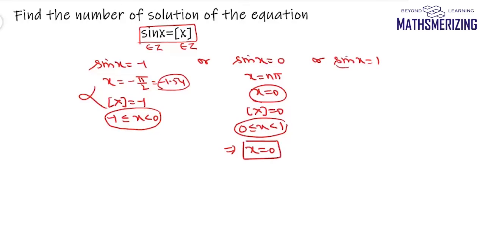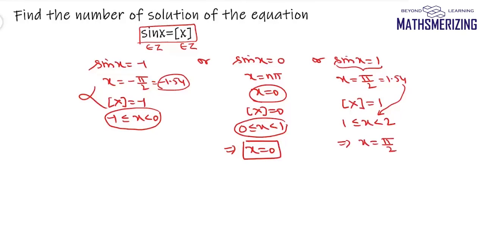Now the third case is when the value of sin x is 1. When sin x is 1, then x is pi by 2, which is 1.54. And here, the greatest integer function of x should be 1. So the value of x should lie between 1 and 2. Now 1.54 does lie in this interval. So another solution to this equation is when x is pi by 2. So there are two solutions to this equation. So the number of solutions of this equation is simply 2.